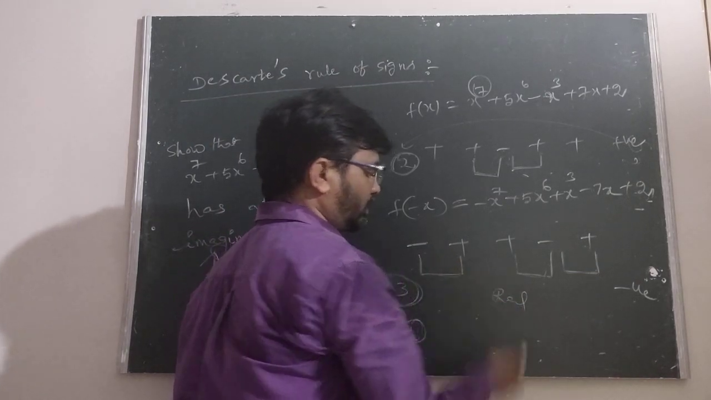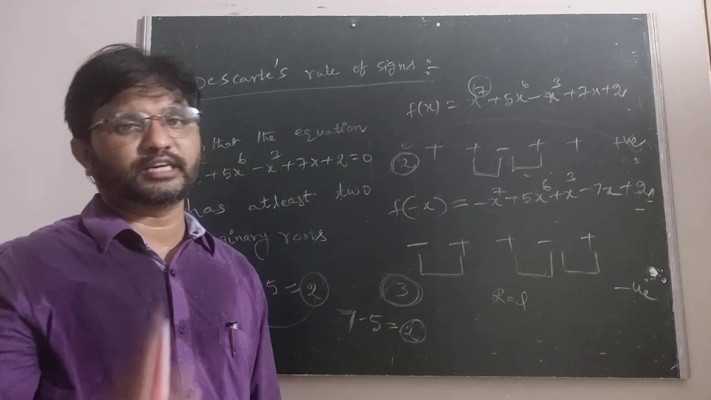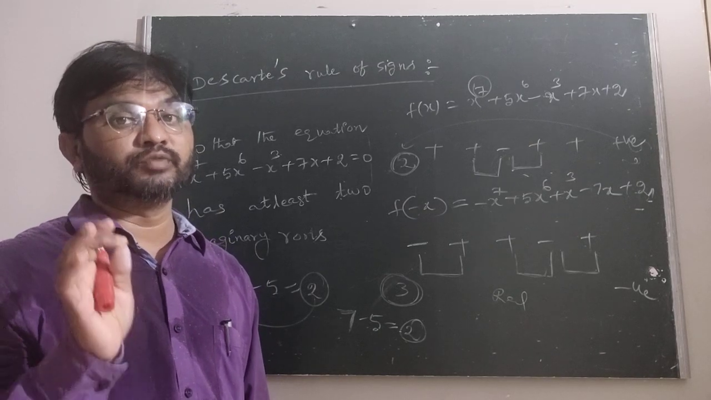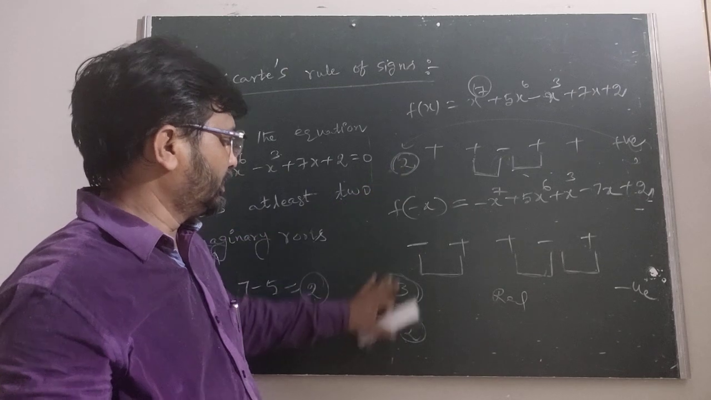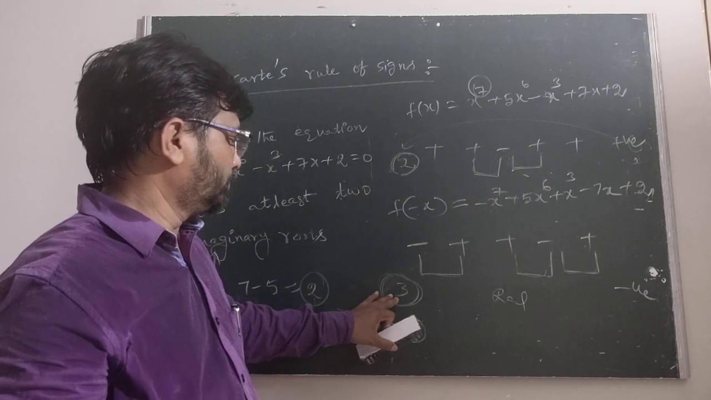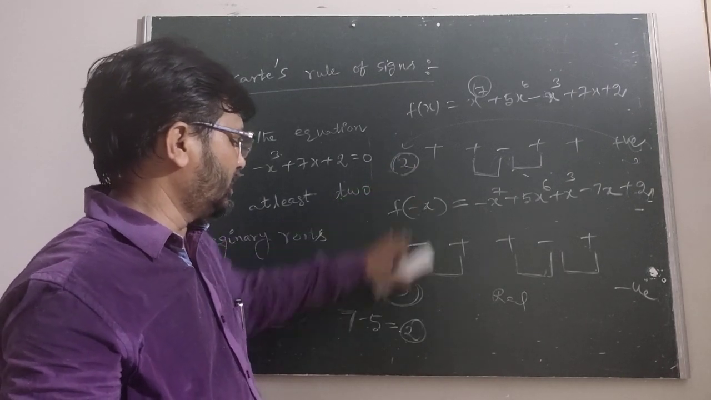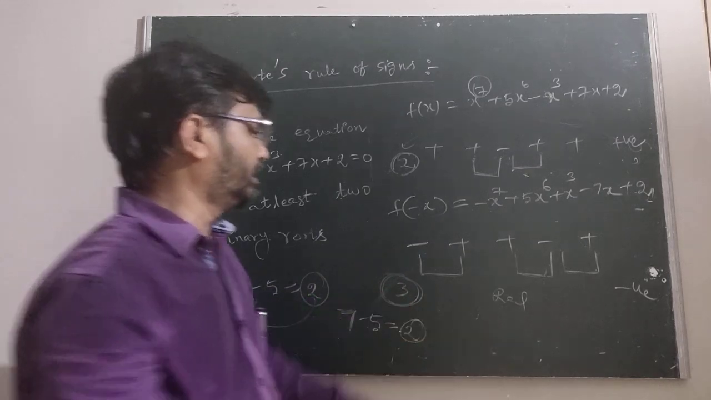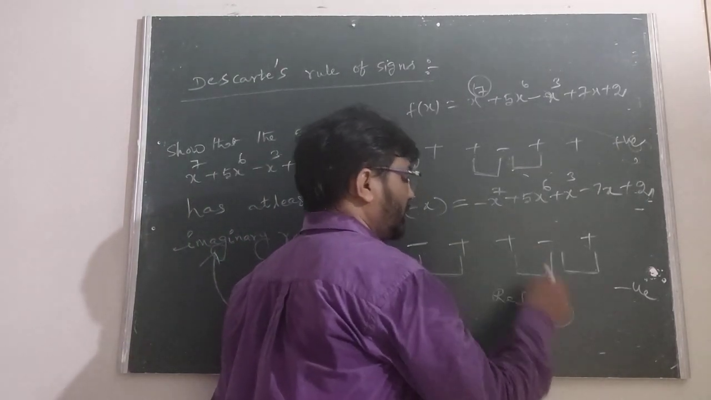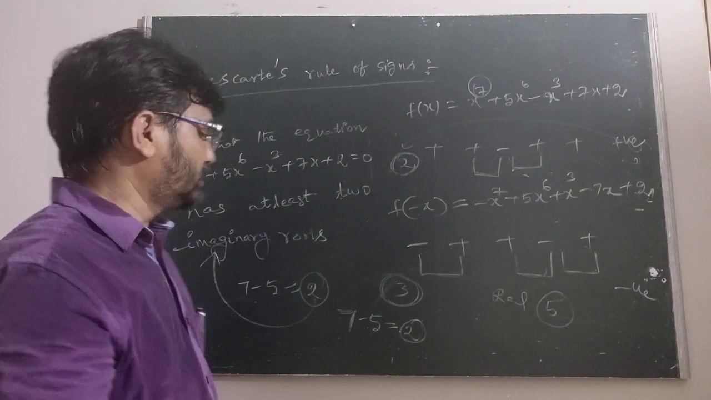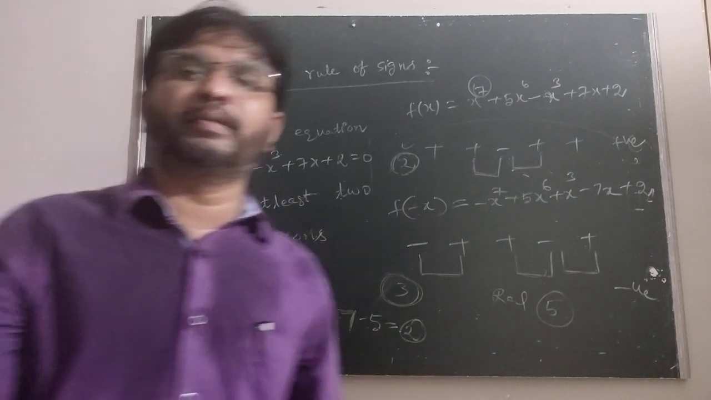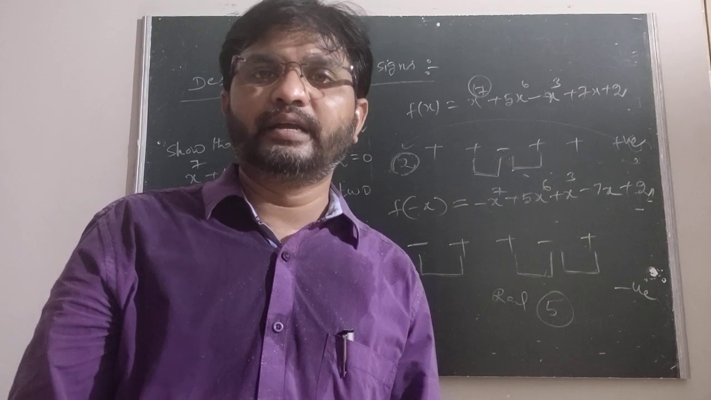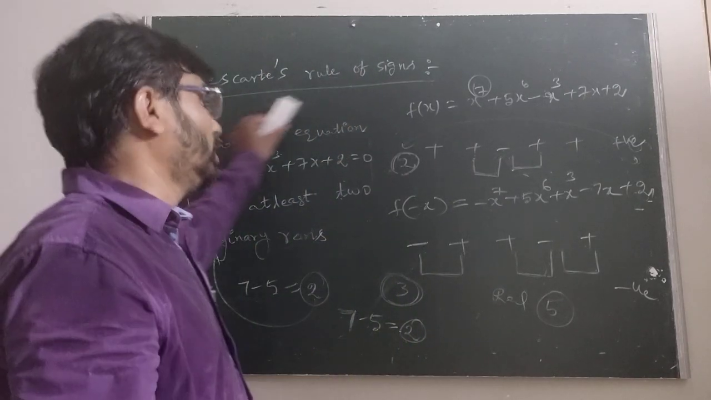We are using the word "at most." The word is very important here. Therefore, here at most 2 positive roots, at most 3 negative roots. Total real roots at most 5. After that you can write 7 minus 5 is 2, that is at least 2 imaginary roots. That is the Descartes rule of signs.